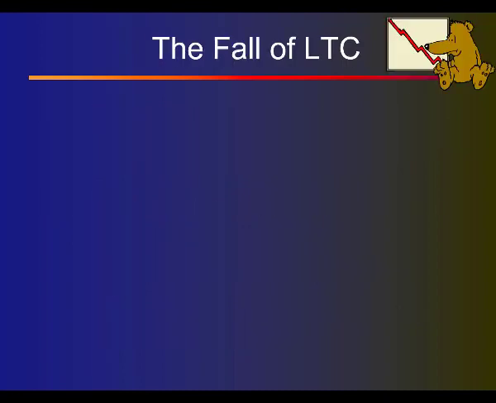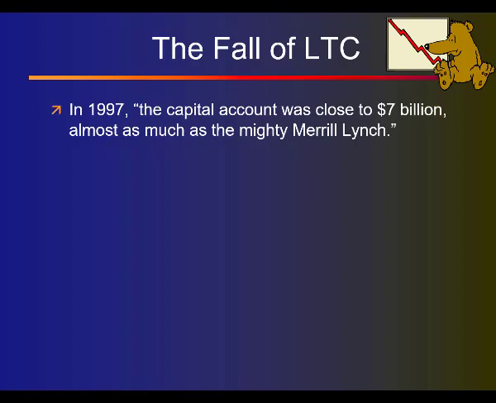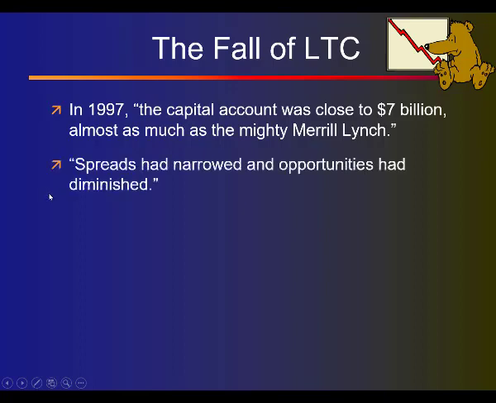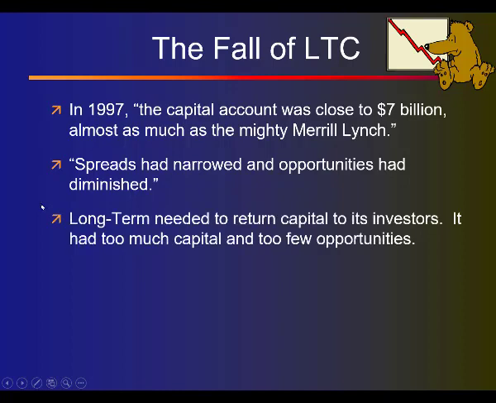So what went wrong? Well, they had $7 billion in their capital account. That's not much when you have $100 billion in assets. Spreads had narrowed to very low levels. Remember, that's their bet. So they won that bet, but now spreads are extremely narrow. And we're going into 98.